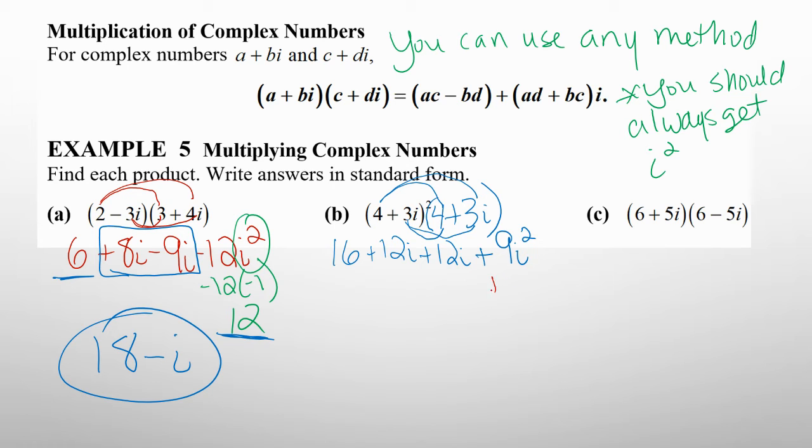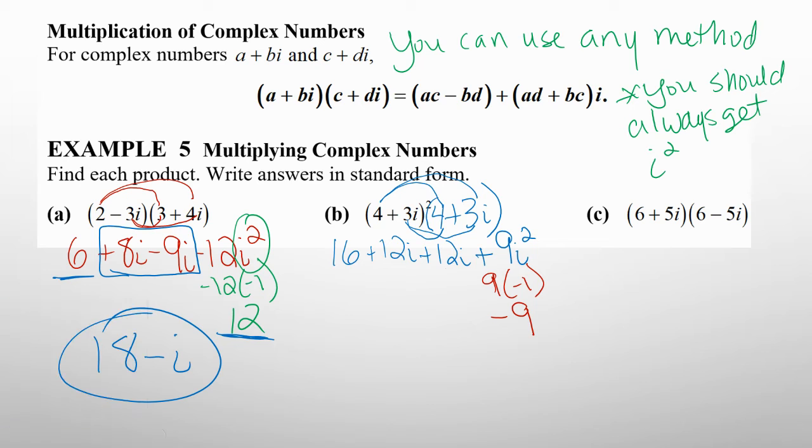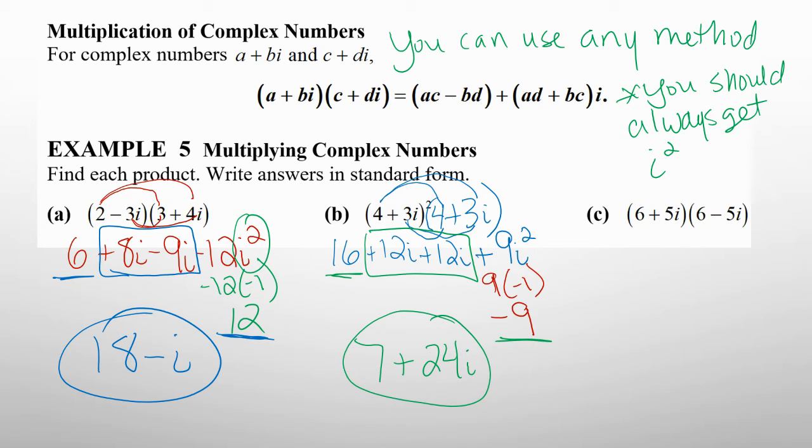Now go ahead and take care of this 9i squared. That's really 9 times negative 1, which is negative 9. That means that these two i terms are like terms, and then the 16 and negative 9 are like terms. 16 minus 9 is 7. 12i plus 12i is 24i. And that's done.